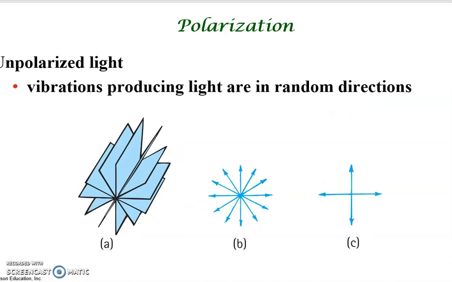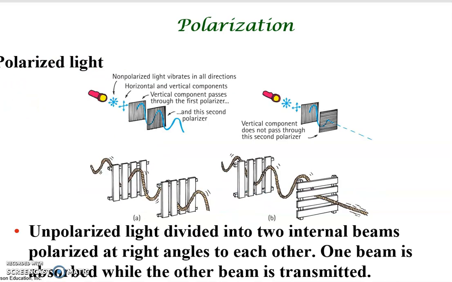Now let's study a bit more. This is unpolarized light. What is unpolarized light? It means that the vibrations producing the light are in random directions. Sometimes they are up and down, sometimes left and right, or in arbitrary directions. So we can use figure B to represent that. There's no unique direction of vibration or electric field. We say this is unpolarized light. But polarized light means that they have a unique direction of polarization. So how do you connect unpolarized to polarized light? We are going to study this in our next video lecture in part 2.